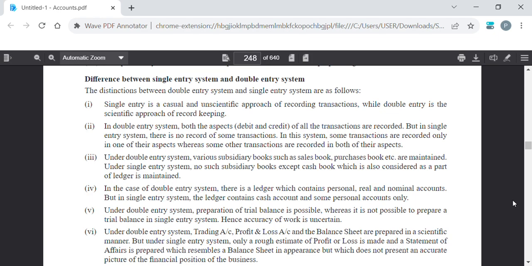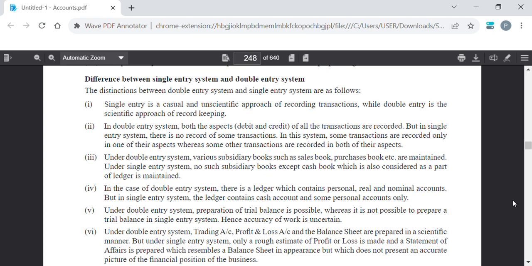So, single entry is a casual and unscientific approach of recording transactions, while double entry is a scientific approach of record keeping. In double entry system, both aspects of all transactions are recorded, but in single entry system, there is no record of some transactions. In this system, some transactions are recorded only in one of their aspects, whereas some other transactions are recorded in both of their aspects. In double entry system, you record all transactions. But in single entry system, you don't record all transactions. You record only some transactions.